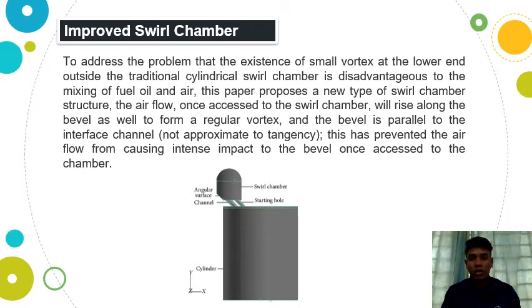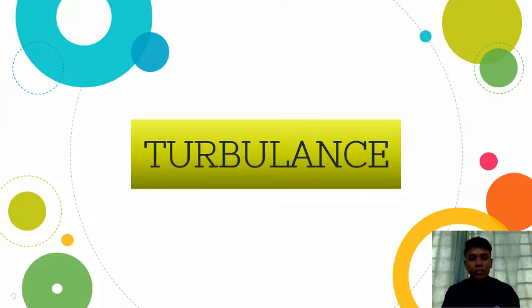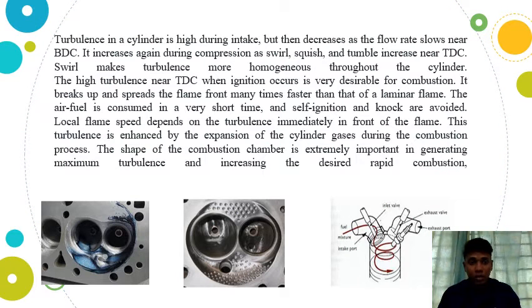So we'll go to the next slide about turbulence. Turbulence in a cylinder is high during intake but then decreases as the flow rate slows near BDC, which means bottom dead center. It increases again during compression as swirl, squeeze and tumble increase near TDC, top dead center.